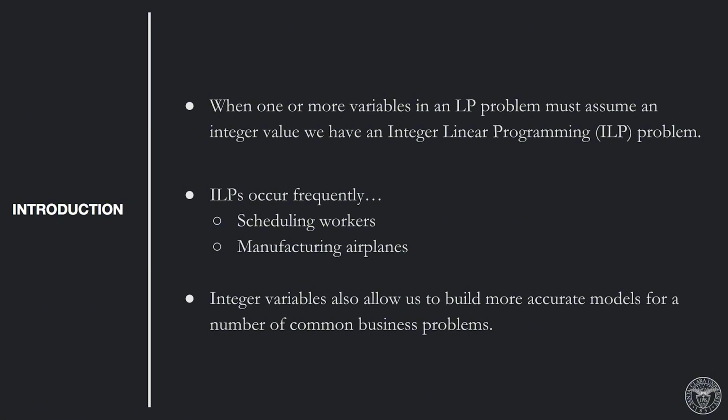For example, we might require some product to be in integer form because you cannot divide an airplane into 1.5 airplanes like that. You cannot divide a human being into half of a human being either. So integer programming is actually very realistic in our life, especially for problems like scheduling workers or manufacturing airplanes, because we cannot divide airplanes or human beings into half. And integer programming basically allows us to build a more realistic model compared to linear programming.